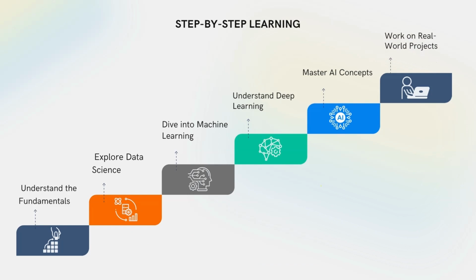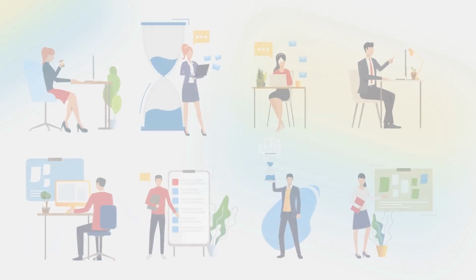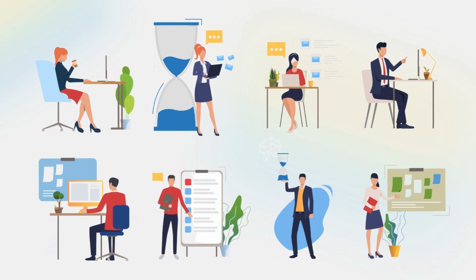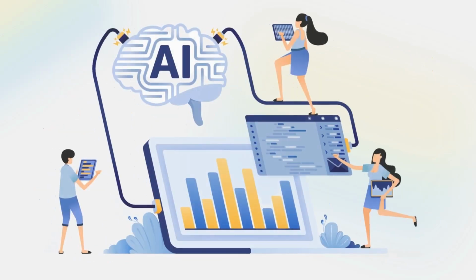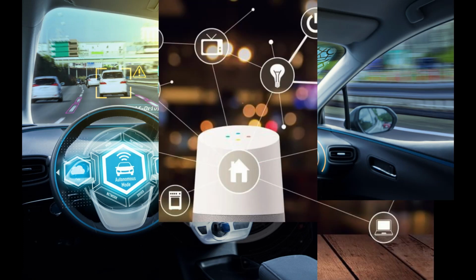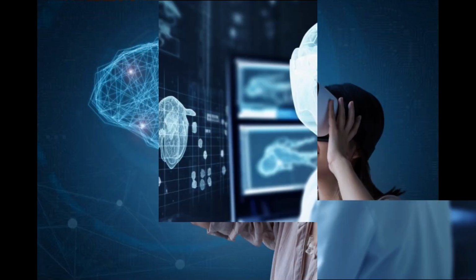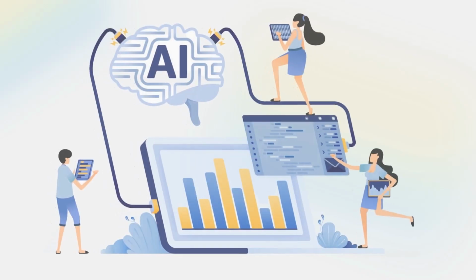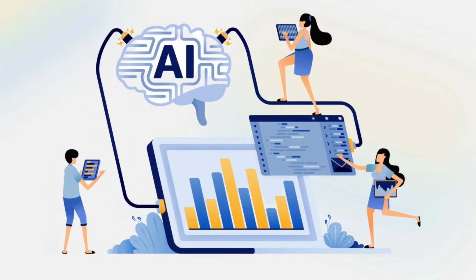Step 6. Work on real-world projects. Apply your knowledge to practical projects involving data analysis, ML models, and AI applications. Throughout the course, you'll engage in hands-on projects that simulate real-world scenarios, allowing you to apply your knowledge and sharpen your skills. As you progress, you'll explore practical applications of AI, such as natural language processing, computer vision, and predictive modeling, gaining the ability to create intelligent solutions that make a real impact.